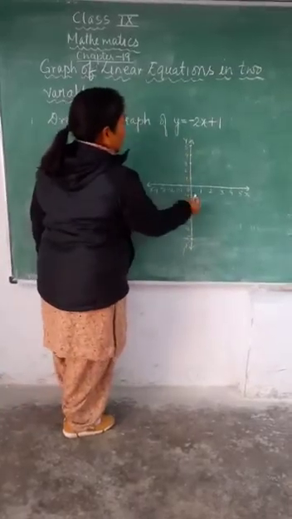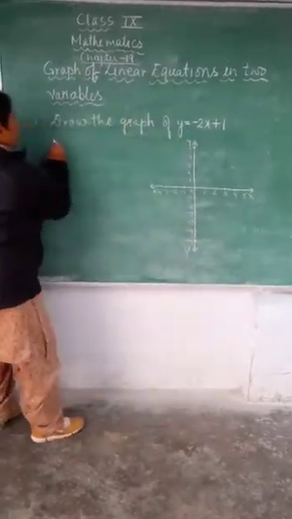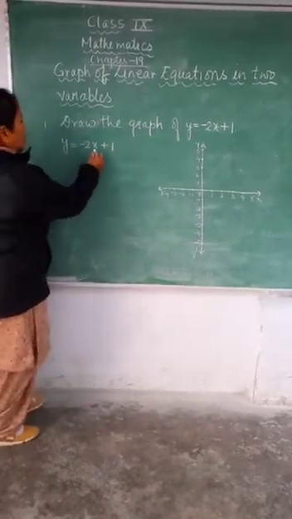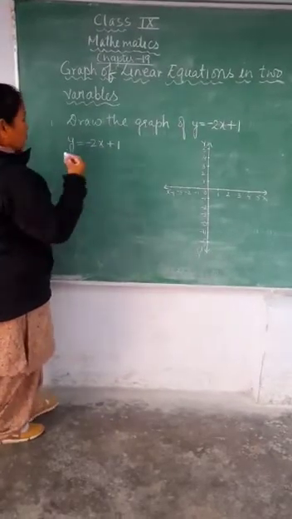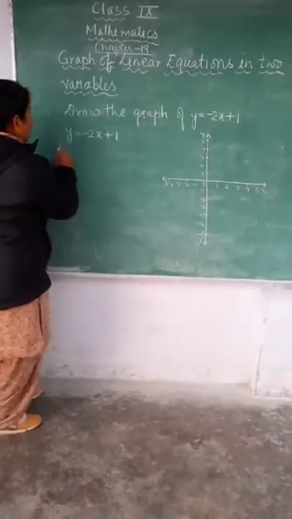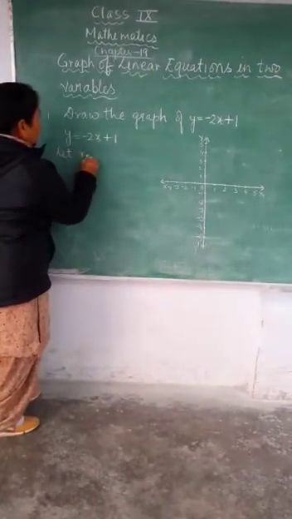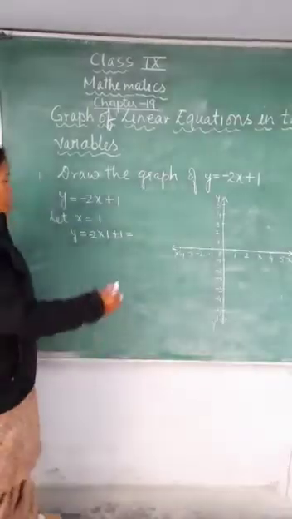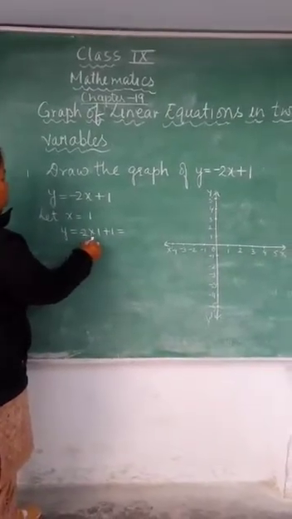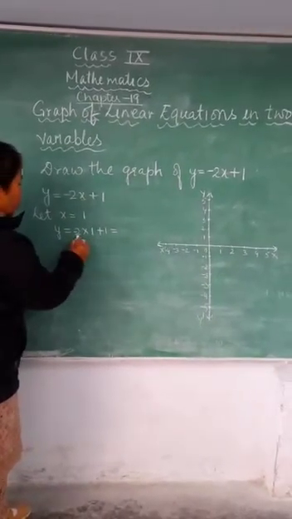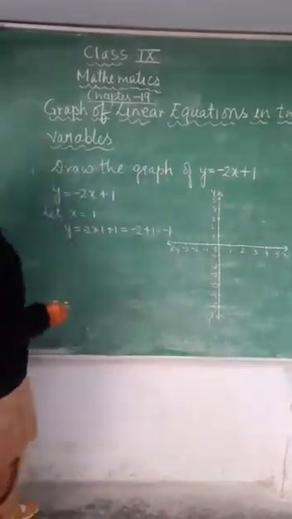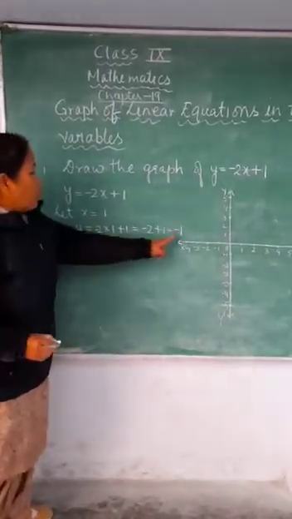You know how to locate a point. We'll take this equation over here, y equals minus 2x plus 1. We will put the value of x by ourselves. We can take integers, negative numbers, or positive numbers. So, let x equal 1. We put this value x equals 1 in this equation. So, y will be equal to minus 2 multiplied by 1 plus 1, which is minus 2 plus 1, equals minus 1. So, when the value of x is 1, y equals minus 1.